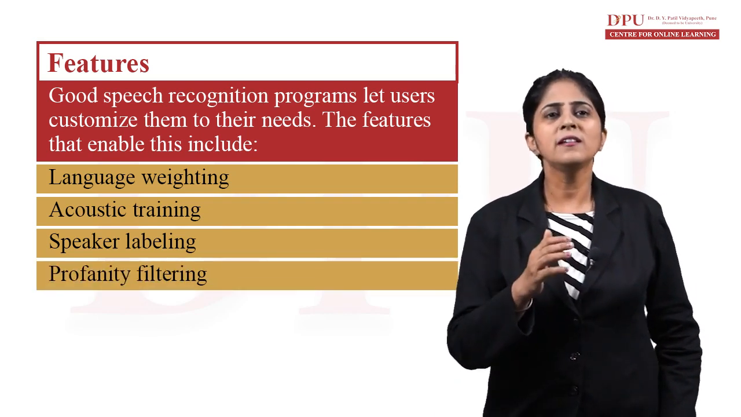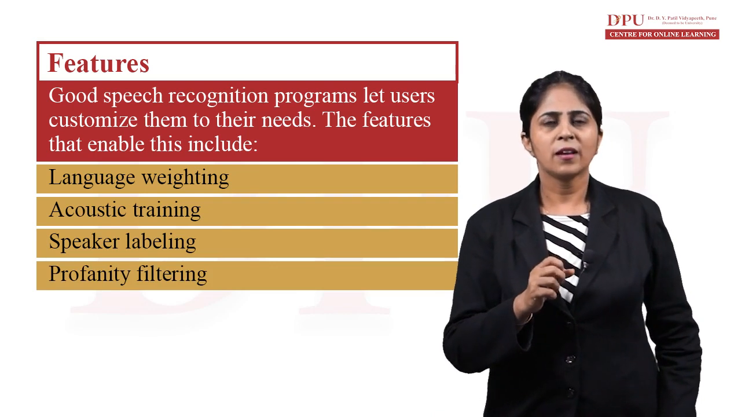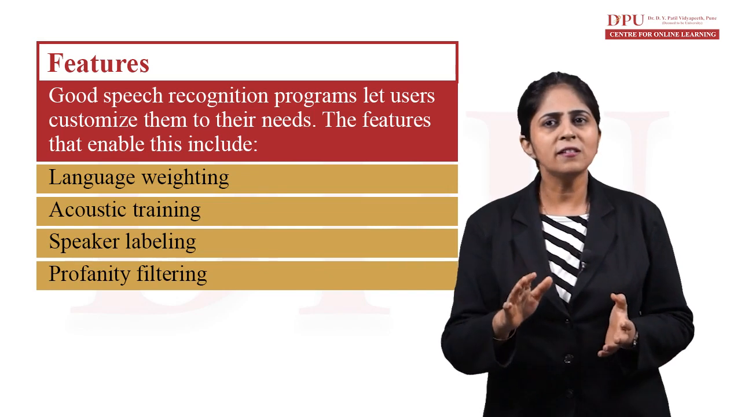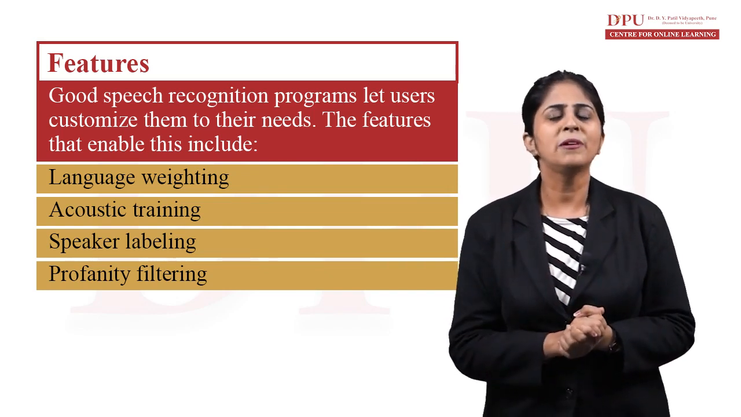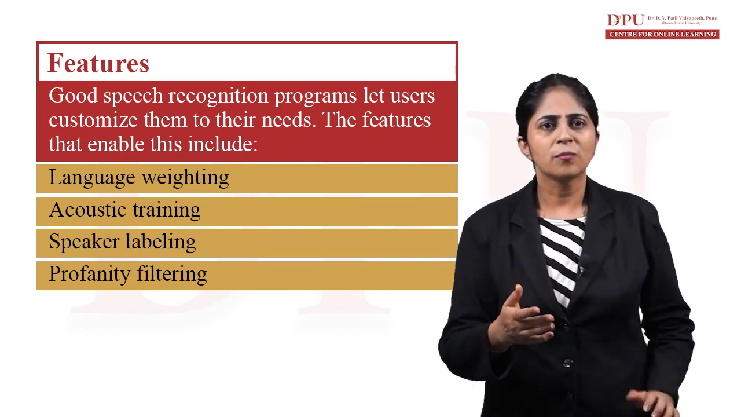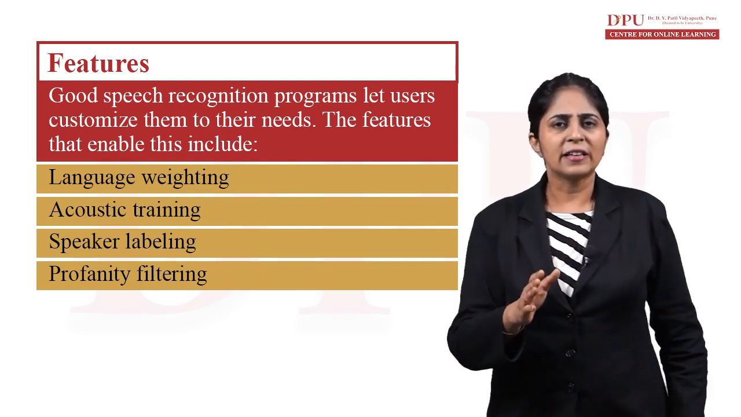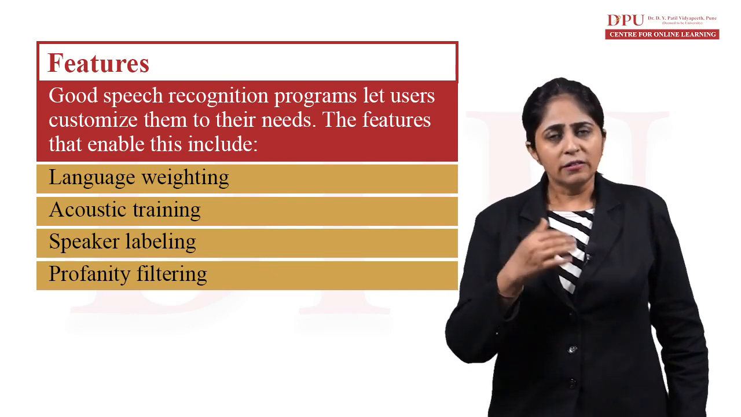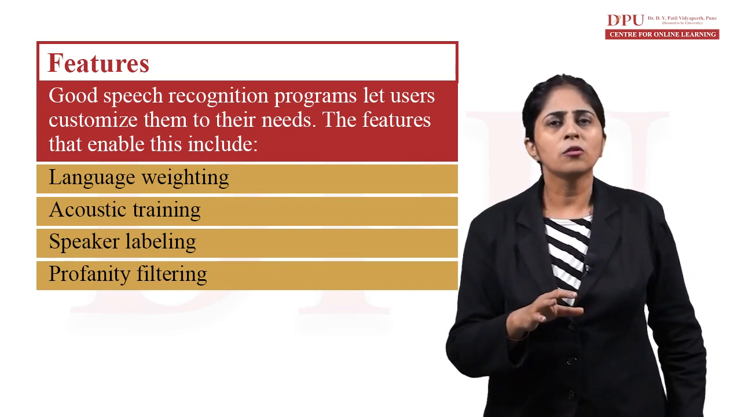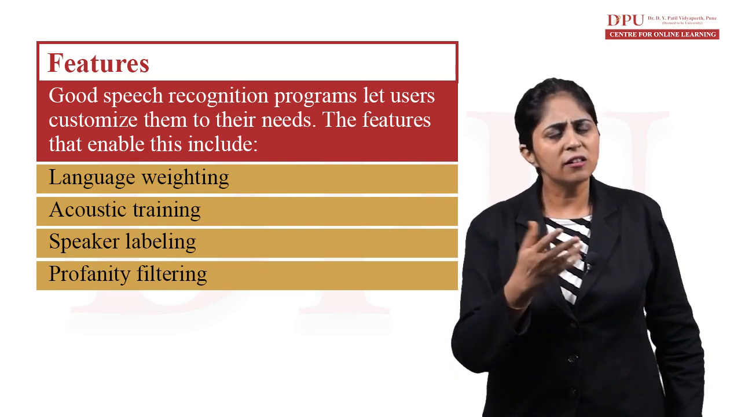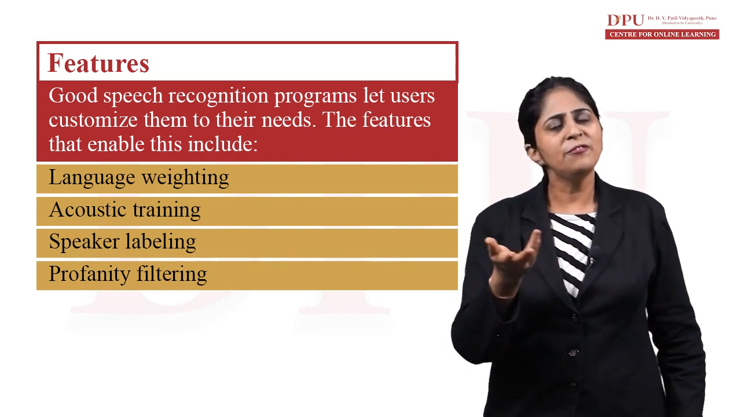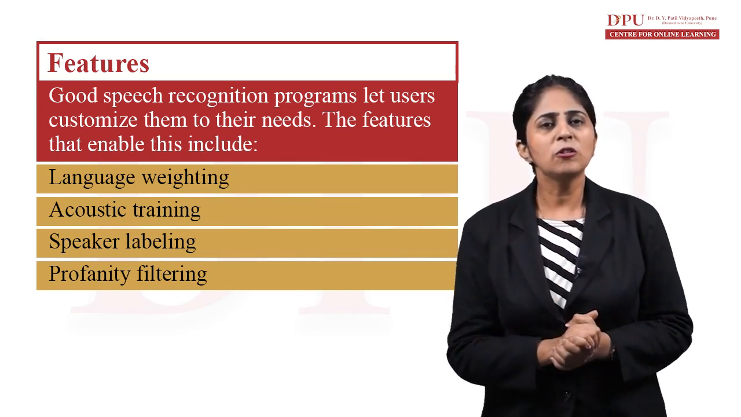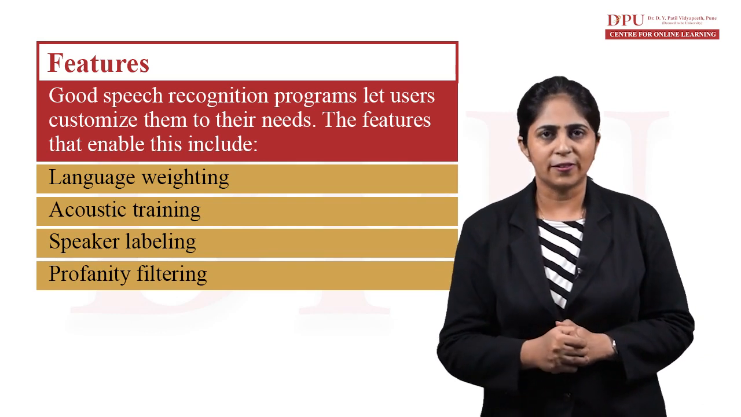Then the last one is profanity filtering. Speech recognition software filters out undesirable words and language. This is called filtering. That means we are filtering out some undesirable words, the words that are not required in the conversation, the words that are just spoken like that. They can be filtered out with the help of our speech recognition system. So this particular feature is called profanity filtering.